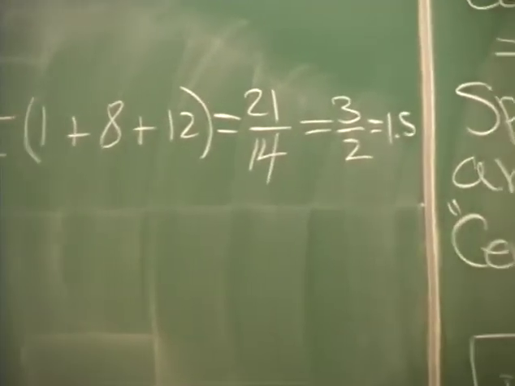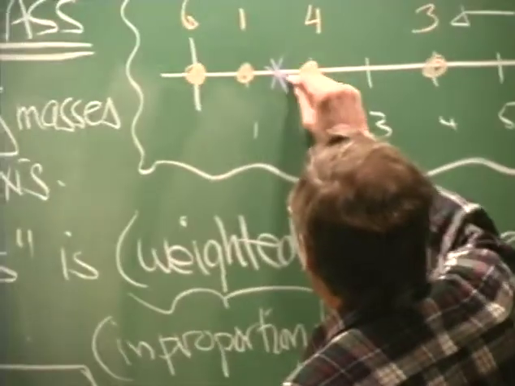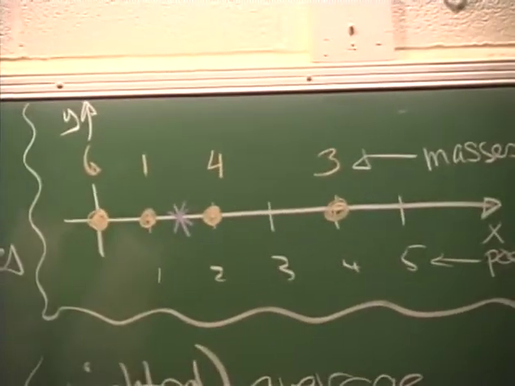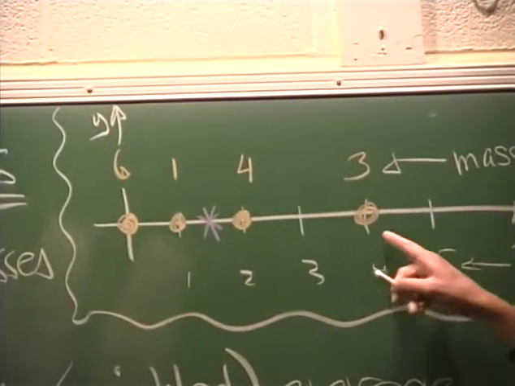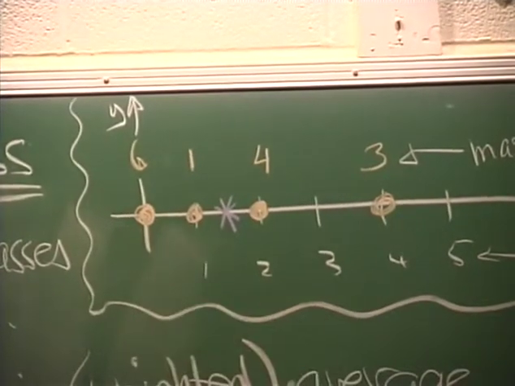Where is 1.5 on this diagram? Right there. That's where the center of mass of that is. Make sense? Yeah, this one is way over to the right, but it's only 3. Over here I've got 6.